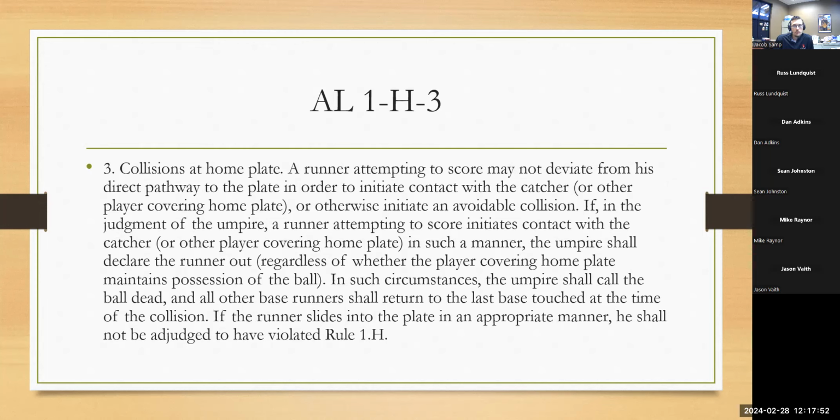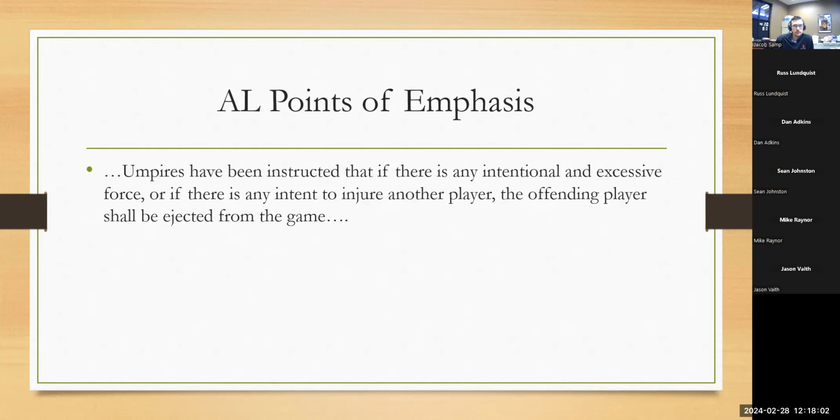All right, we're moved to the points of emphasis that the American Legion has, 4 collision rules. Eject if, in your judgment, there is intentional and excessive force, or if there is intent to injure another player. And remember, the lack of attempting to avoid the collision is intent to injure.